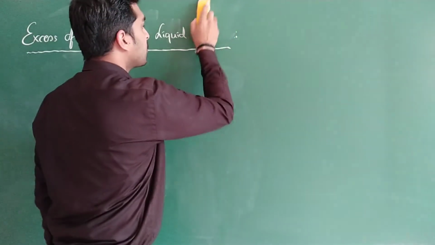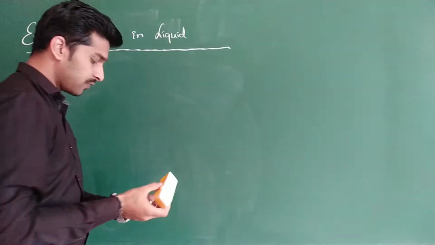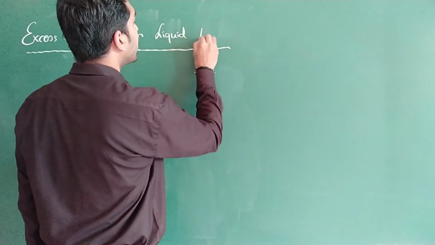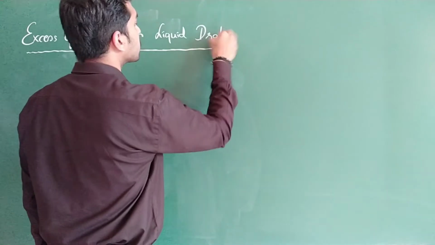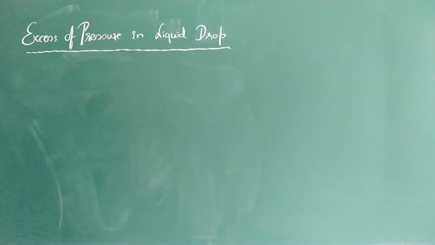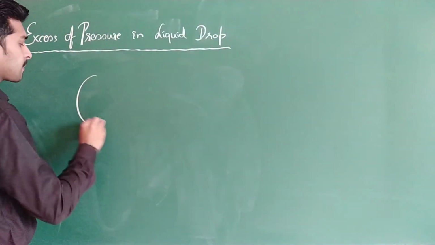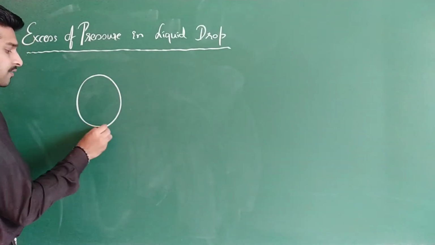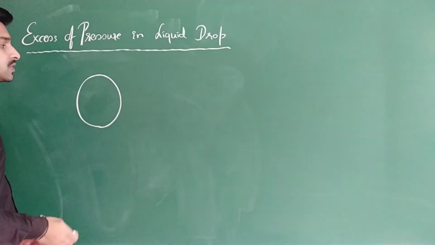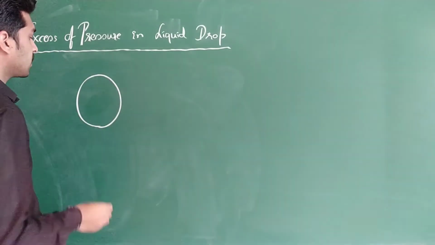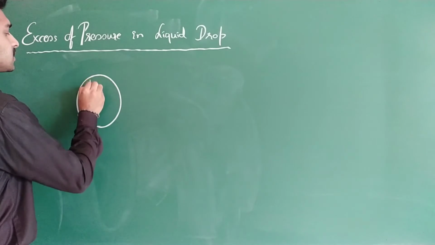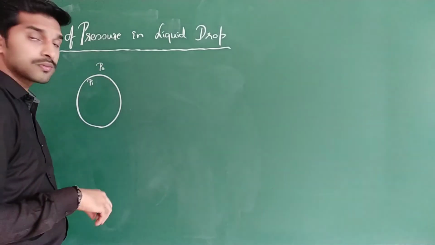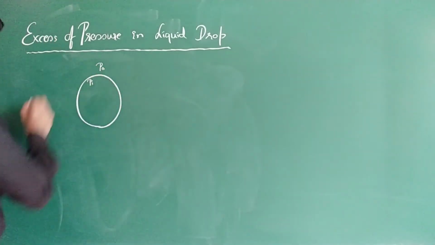So afterwards we will go for bubble, because drops is very easy. Clear? Excess of pressure in a liquid drop. Okay. So let us consider a liquid drop which is of radius r. Clear? And let pressure inside be Pi, pressure outside be P naught.